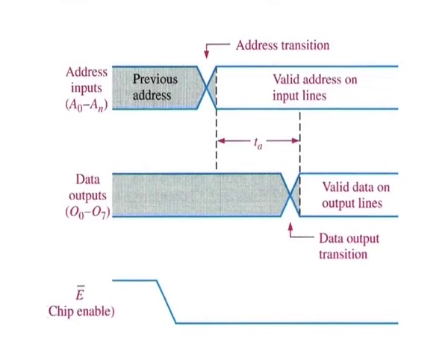Access time can also be measured from the activation of the chip enable input to the occurrence of valid output data when a valid address is already on the input lines.